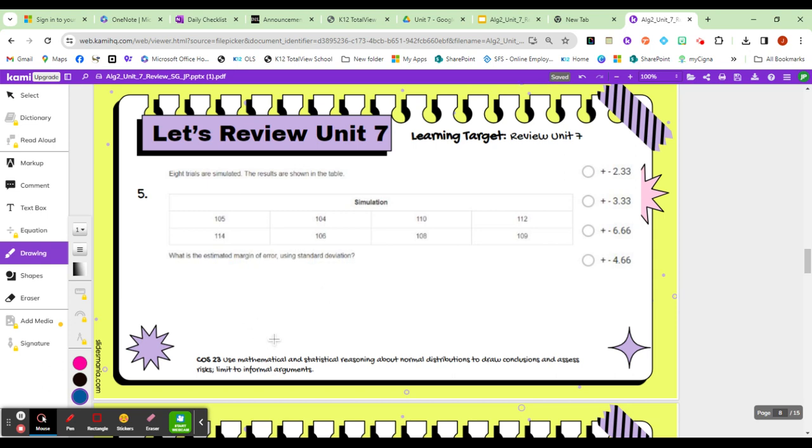Number 5, 8 trials are simulated. The results are shown in the table. What is the estimated margin of error? And then it says use standard deviation. So we're going to use the formula plus or minus max minus min divided by 6 times 2, because it uses the word standard deviation. So you're just going to have to find the biggest number. So 114 is the biggest number. It's going to be your max. 104 is your smallest number. That's going to be your min.